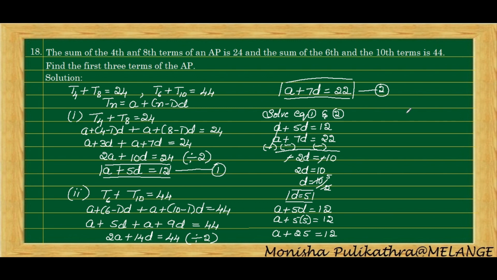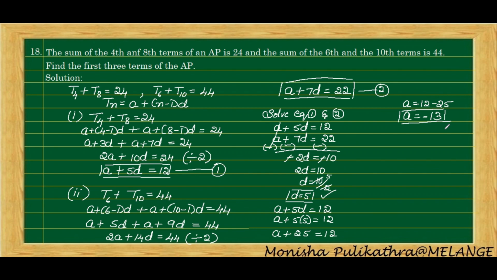So next we need to shift 25 to the right hand side. It will become A is equal to 12 minus 25. Okay, so 25 minus 12 is 13. The larger number is 25 and the sign is minus, so you have to put minus here. So A is equal to minus 13.